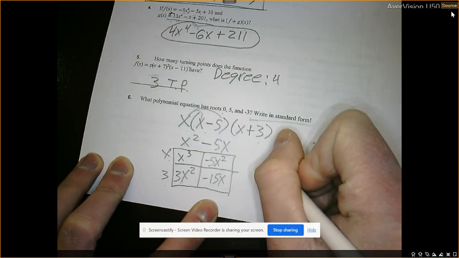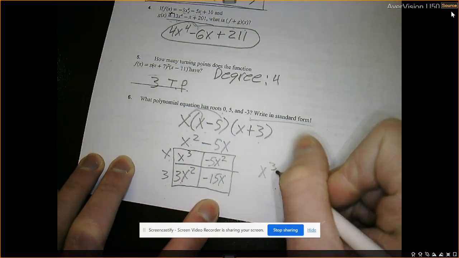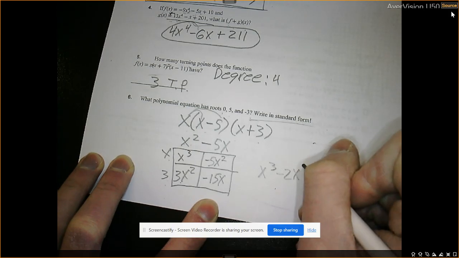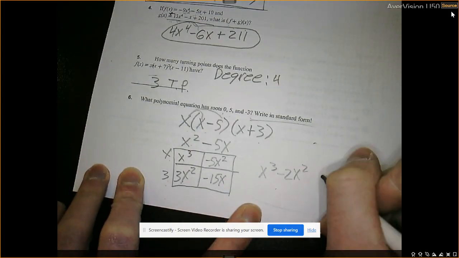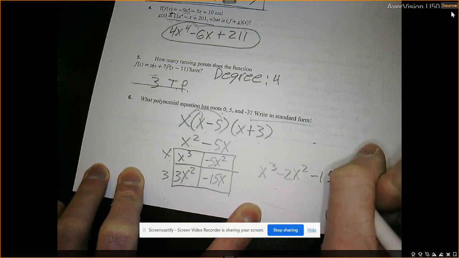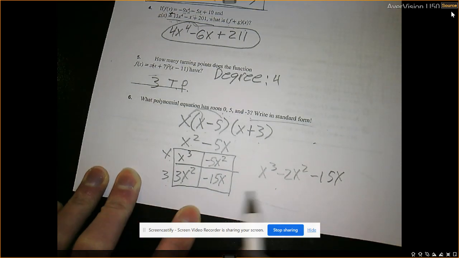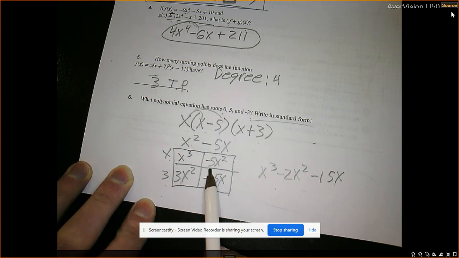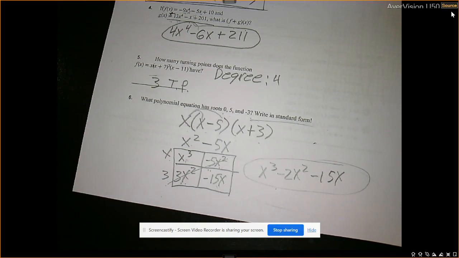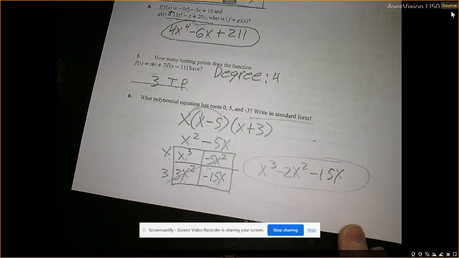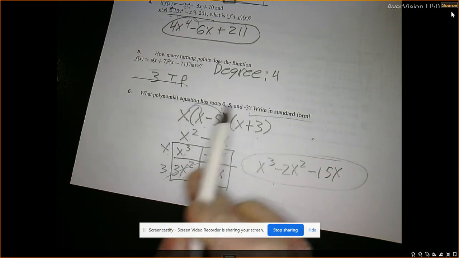I have 1x to the third. And then I have negative 2x squared. And then I have negative 15x. Okay, and if you don't get where I got this negative 2x squared, 3x squared minus 5x squared, when you combine those, or 3x squared plus a negative 5x squared, that's the negative 2x squared. So I combined those. These two are left alone, which is why they appear just as they are. And that's your standard form with those roots that were given.